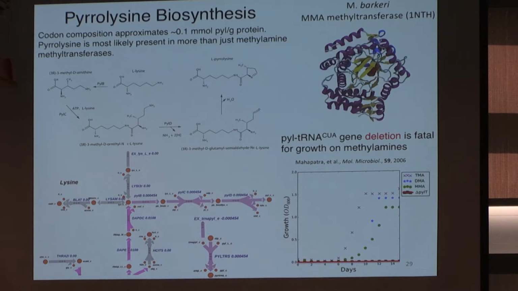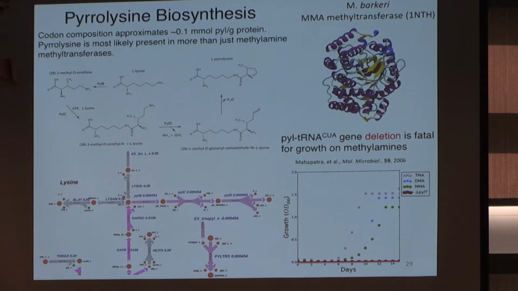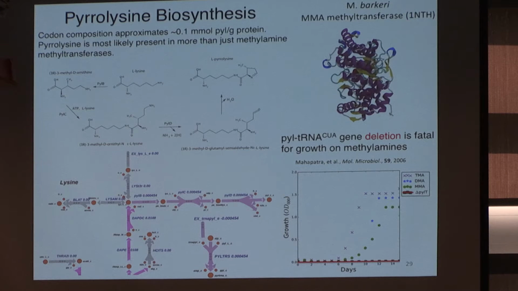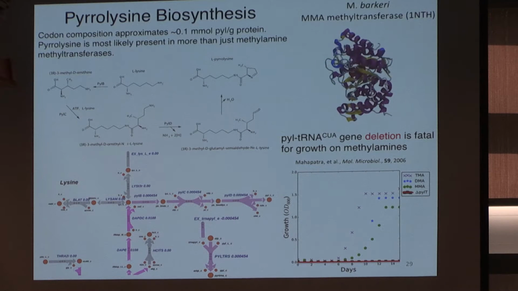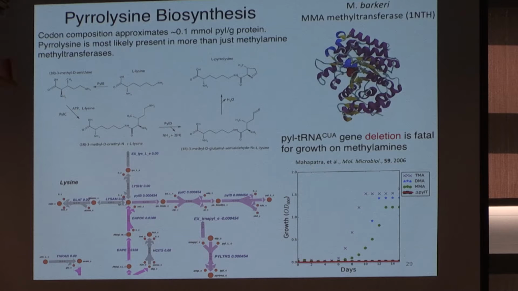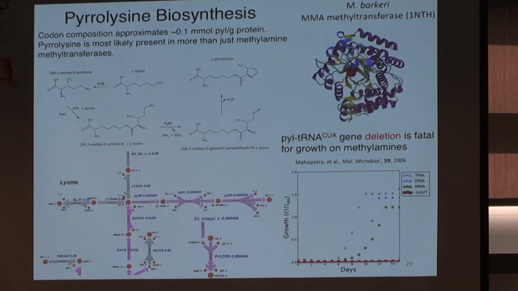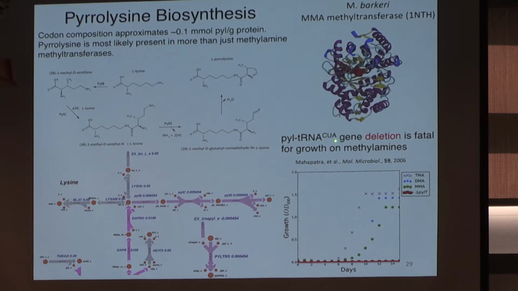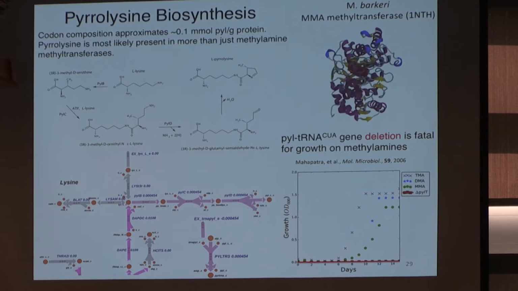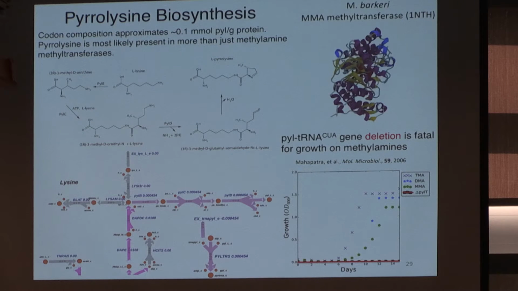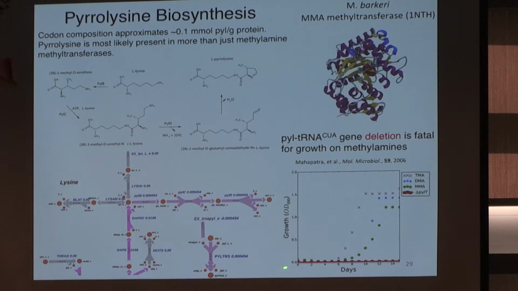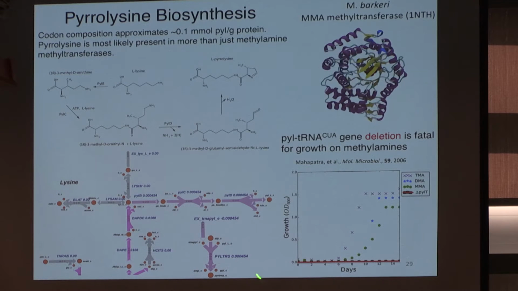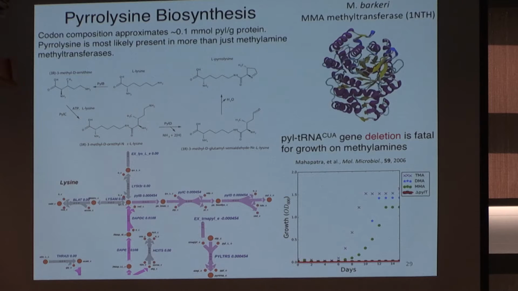The other thing that we did is we knew we could never get any of the knockout studies right on growth on TMA and DMA and so on, the methylamines, because we didn't have the ability to have the proteins have pyrrolysine in them. So this was a study that was done in 2006. They knocked out the gene that codes for the tRNA that loads the pyrrolysine, and if you knock it out, they die, right? And so we needed that again. So here's the pathway that had to be built in.